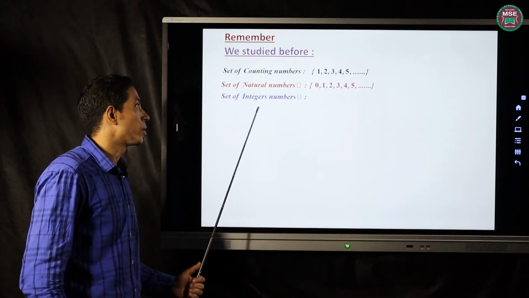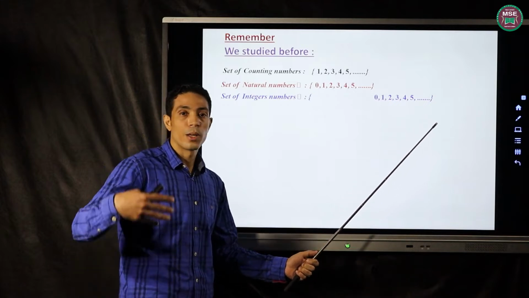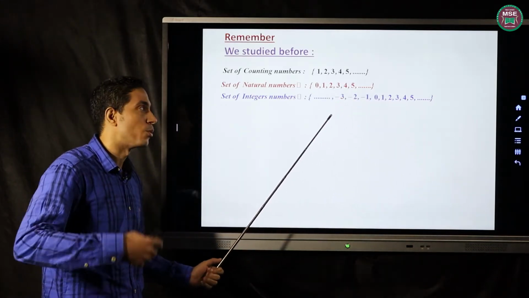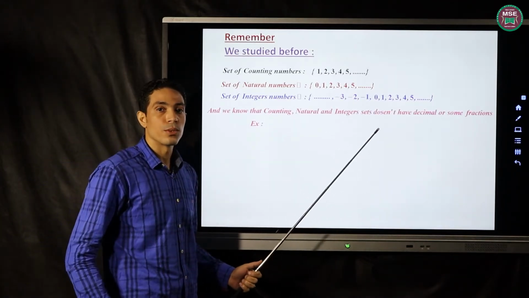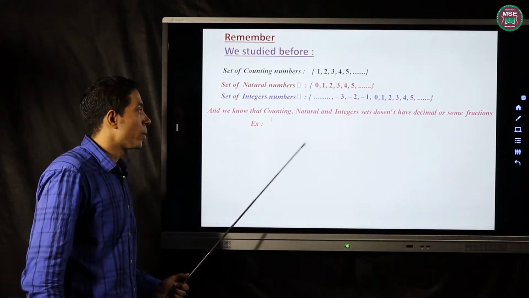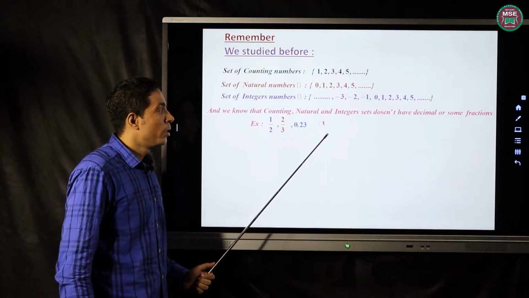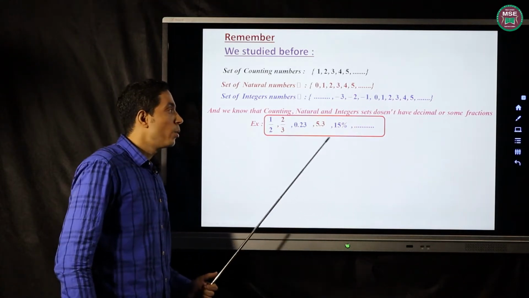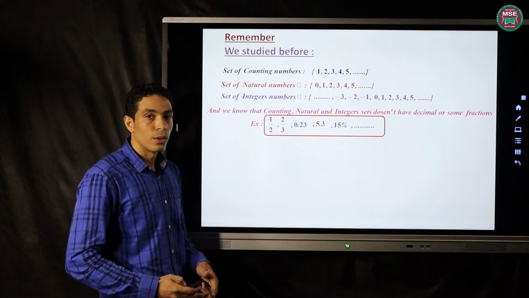Then in the last year we studied the set of integers, which is 0 and 1, 2, 3, 4, 5 and so on, and also have negative numbers, negative 1, negative 2, negative 3 and so on. And we know that counting, natural and integers numbers don't have fractions or decimals. Example, 1 over 2, 2 over 3, 0.23, 5.3 and percent and so on. All these numbers belong to a new set. It's called the set of the rational numbers.